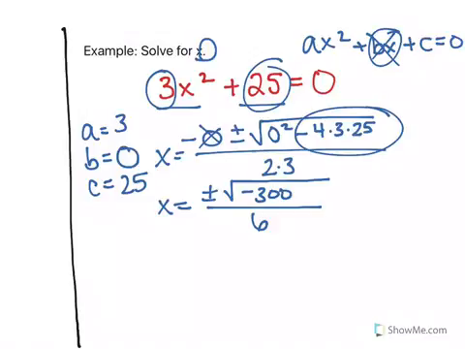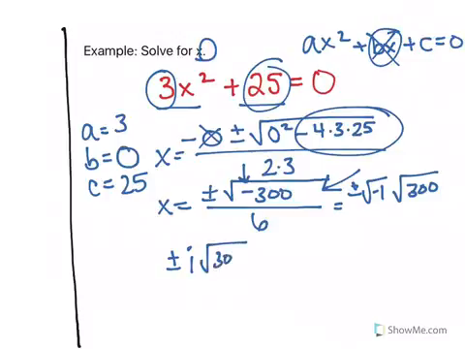Alright, so now we just need to factor what's underneath the square root sign and see if we can simplify. To factor negative 300, we want to split this up into the square root of negative 1 because we know that's i, and the square root of 300. Remember, we need to do that anytime we see a negative sign under the radical sign. So negative 1 becomes i, still that plus or minus, and then we've got the square root of 300.